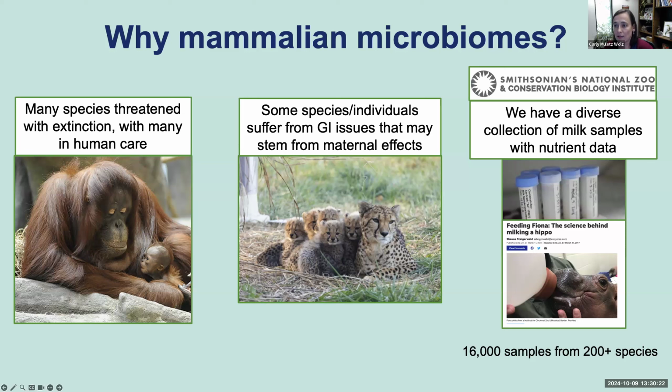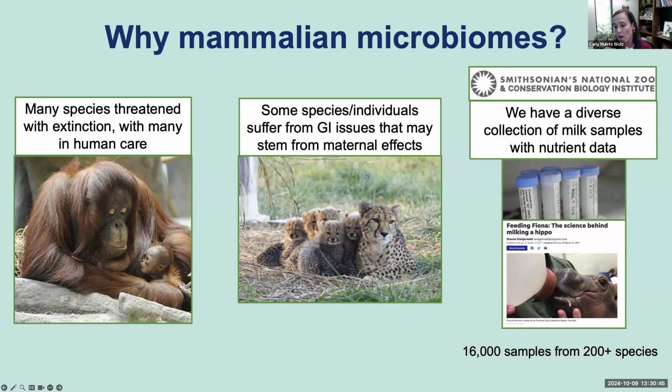In the case of milk microbiomes, we have this really unique data set or collection of samples. We have over 16,000 samples from over 200 species. And if you guys ever have any interest in these, feel free to reach out. They really offer unique perspectives about the evolution of milk. And many of them have nutrient data.